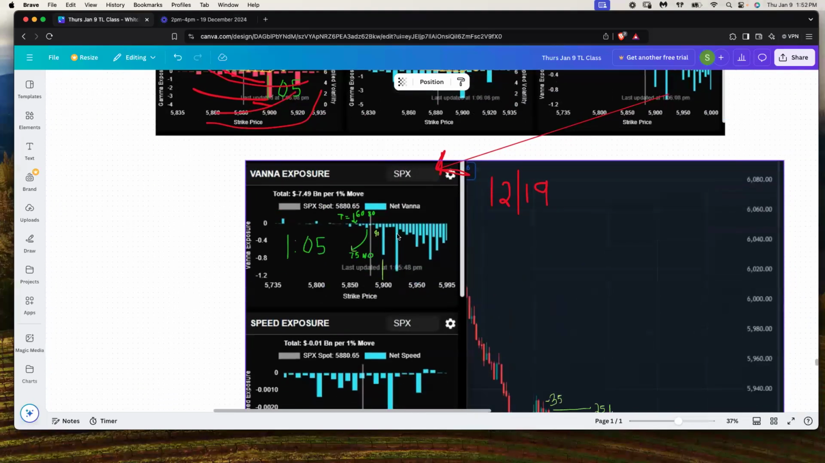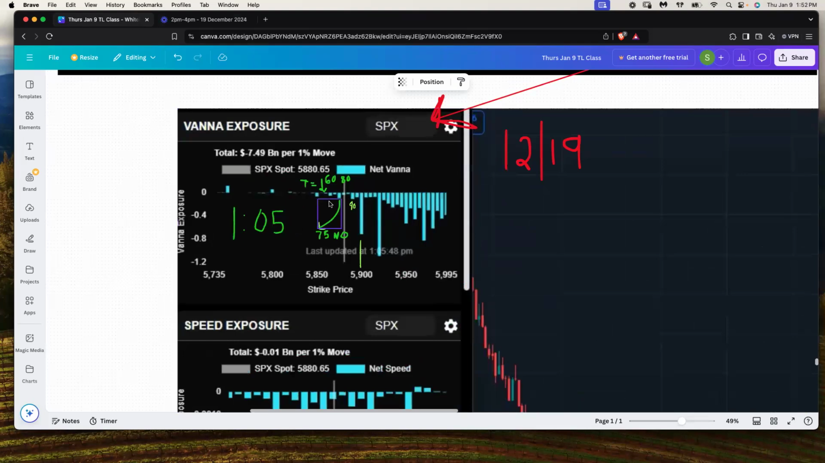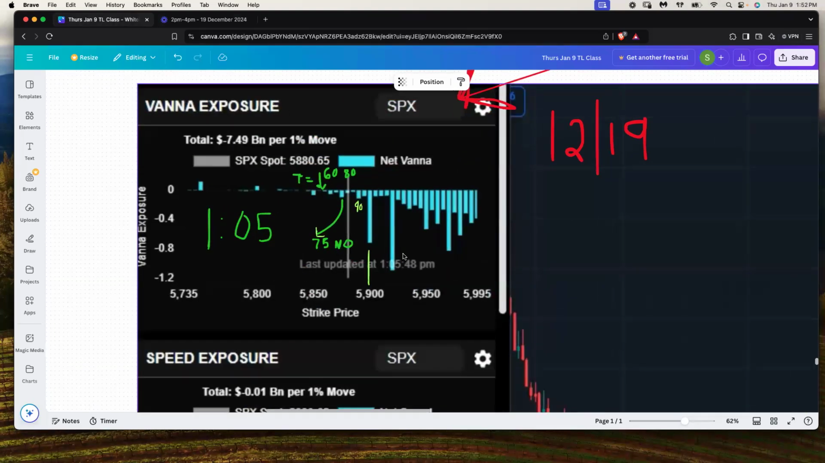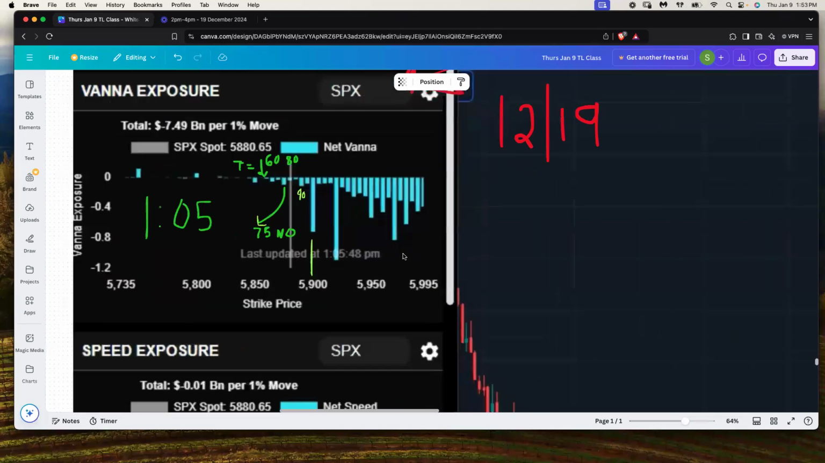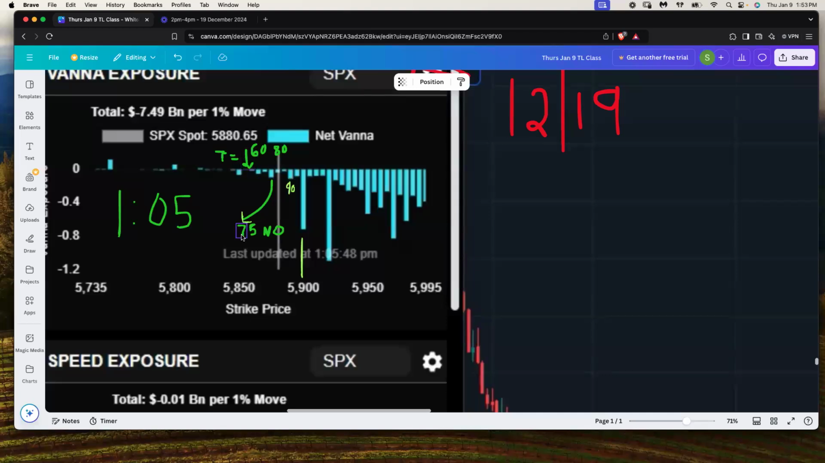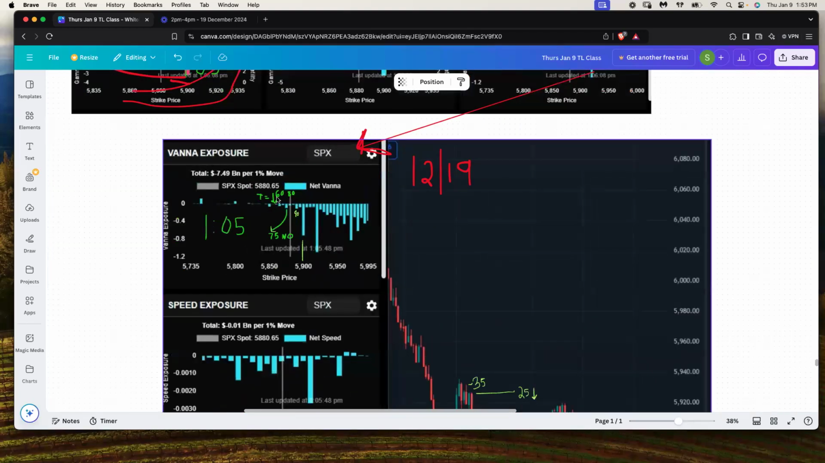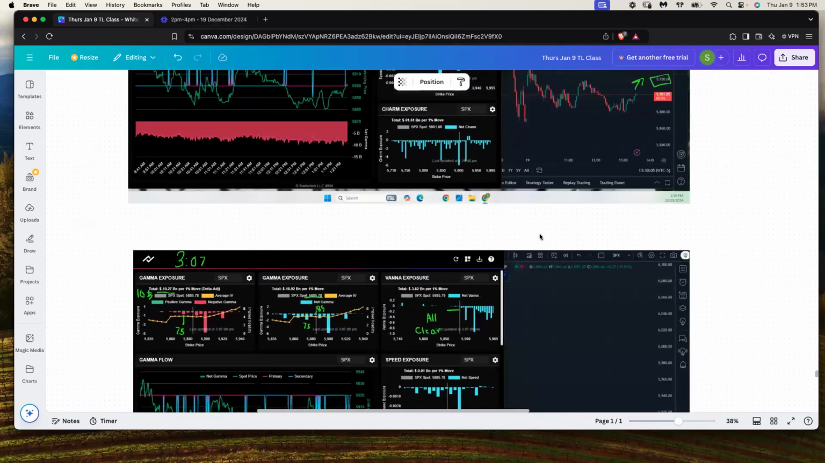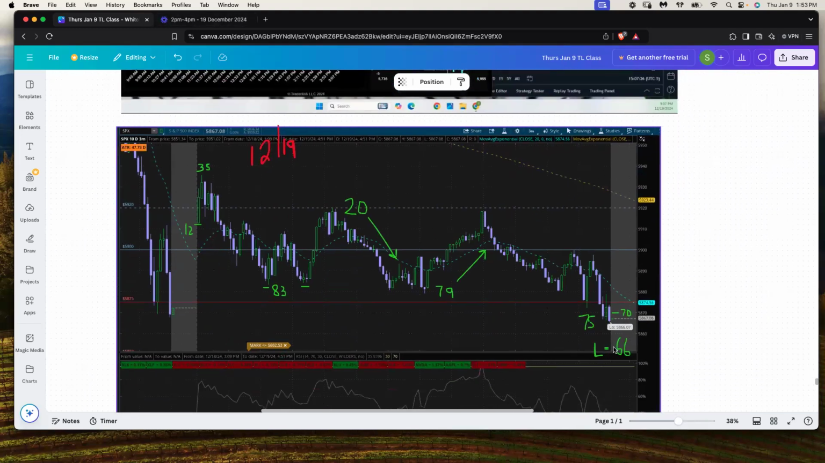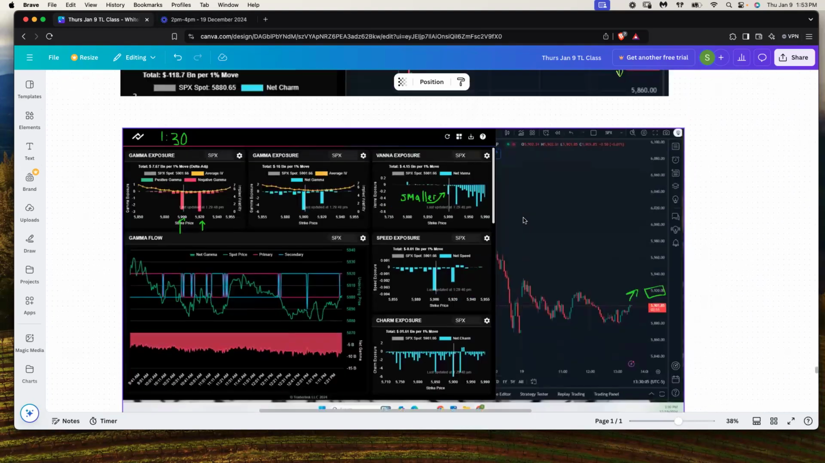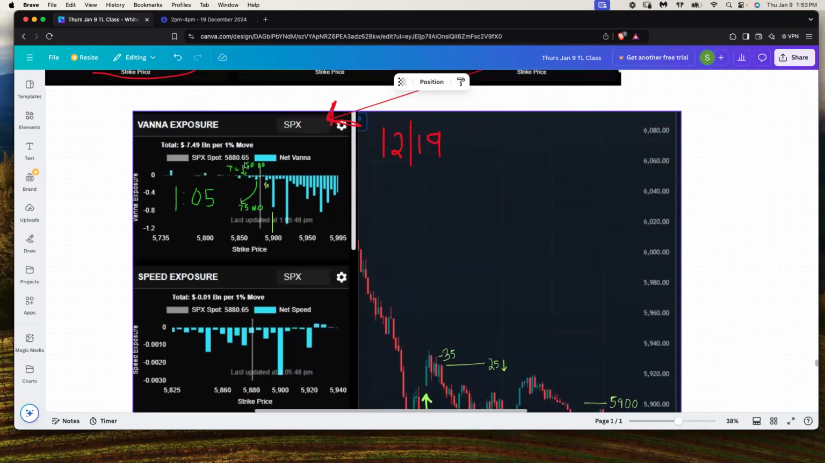Yeah, this is just me mapping out the day, like at one. This is how I would have mapped out Vanna on the example I just showed you. I was just mapping out levels. Target 60, so I was targeting 60. Where did we get to? I forgot. We got to 66. But yeah, it just gives you an idea of where you want to set your initial target.